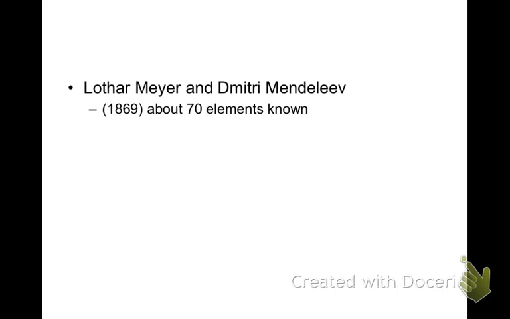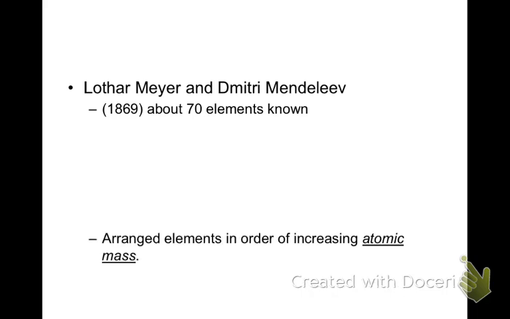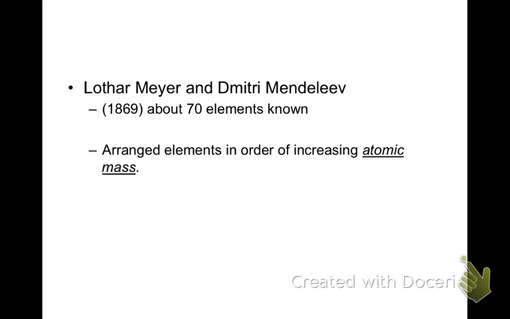Okay, in 1869, we knew about 70 elements, so this is just a short time later. This is the work of Lothar Meyer and Dmitri Mendeleev. They were working separately. Lothar Meyer was in England and Dmitri Mendeleev was in Russia. And they also arranged elements in order of increasing atomic mass. So it was the same basic premise as what John Newlands did.